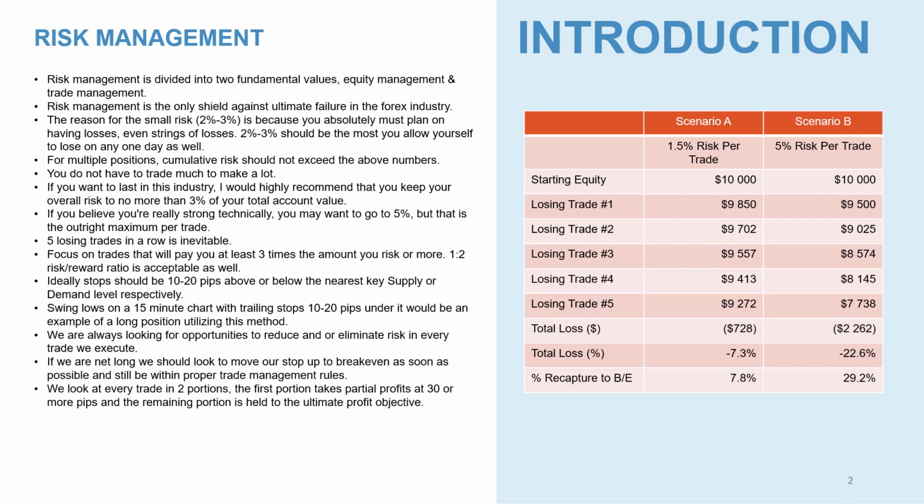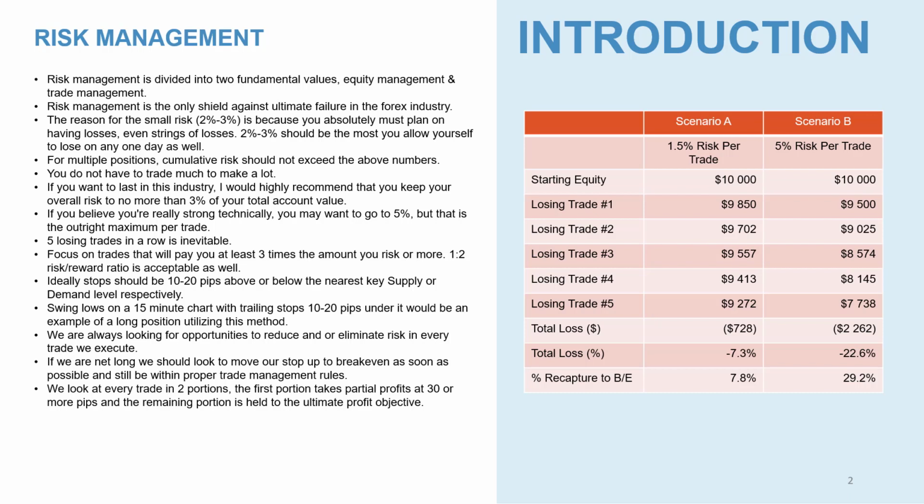The moment you see yourself losing above 5%, 10%, then clearly you've got something not right. Your risk management is not right, because that kind of a loss is not going to make you last in this game. For multiple positions, cumulative risk should not exceed the above numbers. What this means is, say you've got 3 or 4 positions opened, those positions shouldn't exceed 3% of your equity. You do not have to trade much to make a lot. Remember, one position is enough. You don't need to be always in the trade, always opening positions.